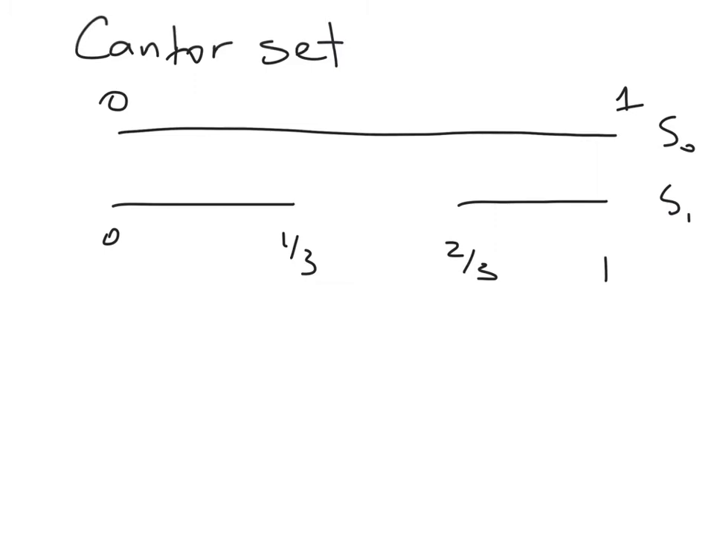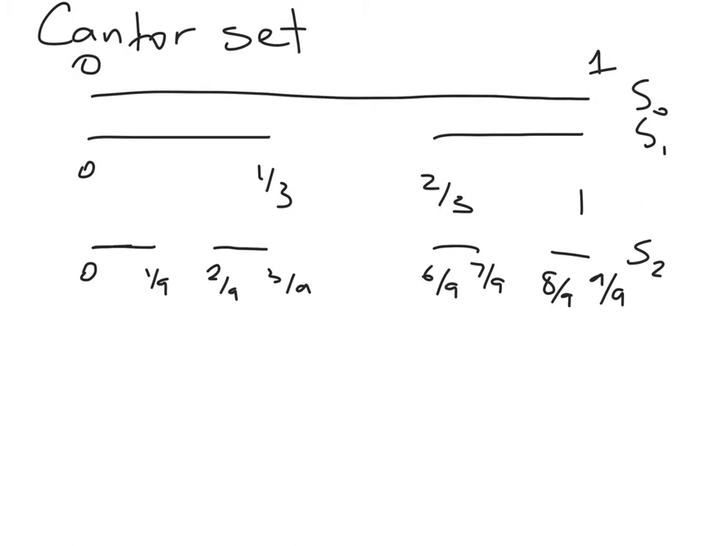So to start creating the Cantor set, we take this interval and we split it in thirds, and we erase the middle third, and we're left with two line segments, the line segment from 0 to 1 third, and the line segment from 2 thirds to 1. This set is not the Cantor set, but the Cantor set is a subset of this new set that we've created. So we take this set, 0 to 1 third, and we split it in thirds, and we erase the middle third, and that leaves us with two intervals.